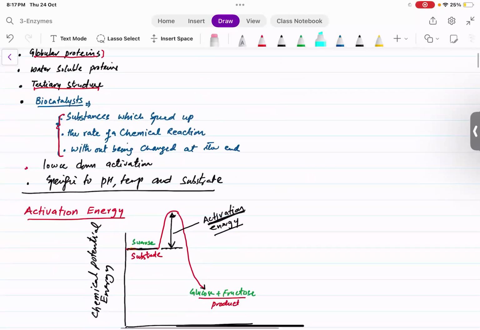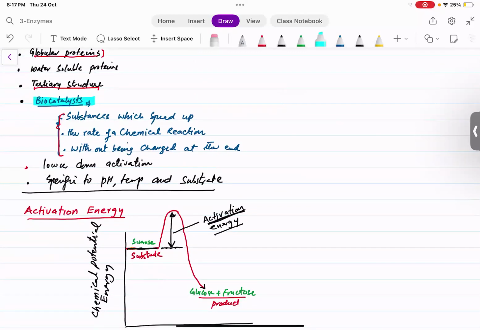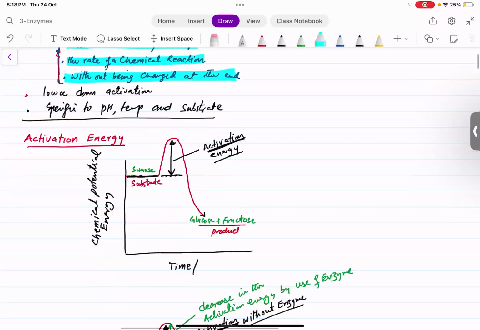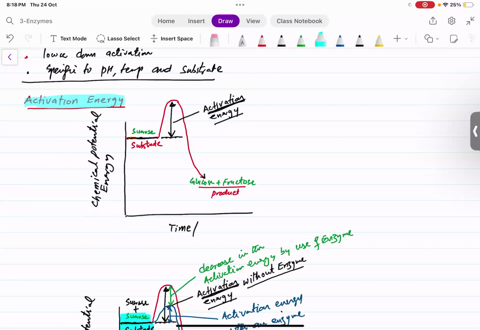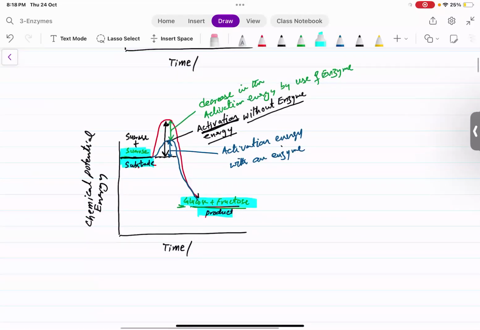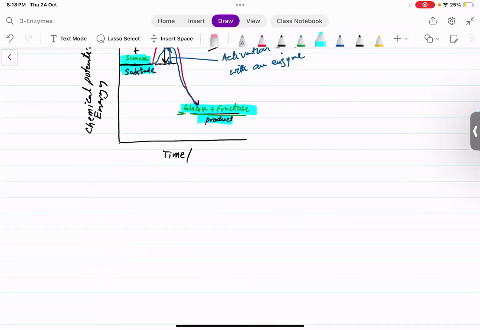By now we have discussed the description of an enzyme. Enzymes are biocatalysts which speed up the rate of a reaction without being altered at the end of it. And we have discussed the activation energy. Now let's see the model, or mode, of enzyme action.